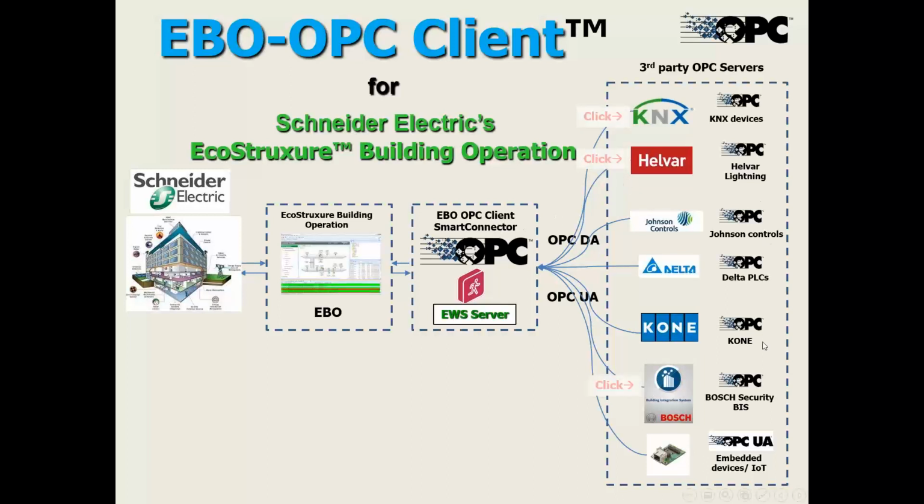So what you see here on the right-hand side, you can see third-party OPC servers, different servers like OPC Server for KNX devices, OPC Server for LVAR Lightning, OPC Server for Johnson controls, OPC Server for Delta PLCs, OPC for Cone elevators, OPC Server for Bosch security, and OPC Ua in general for embedded devices or IoT. So the EBO OPC client can connect with any of these servers, retrieve the data, again running in subscription mode. So only when there is a change in the OPC servers, only then the value is sent to the OPC client and then displayed in the EBO.